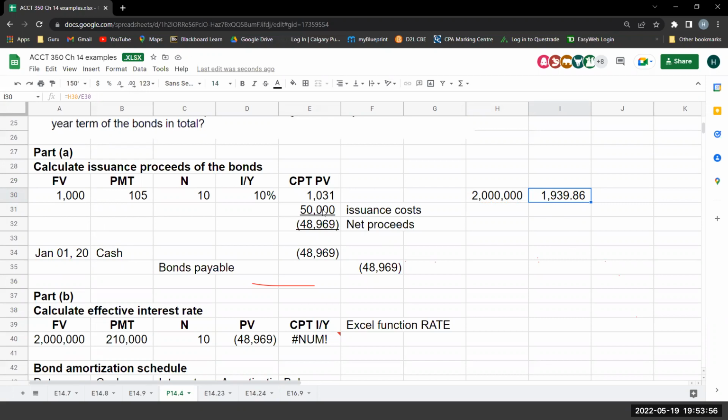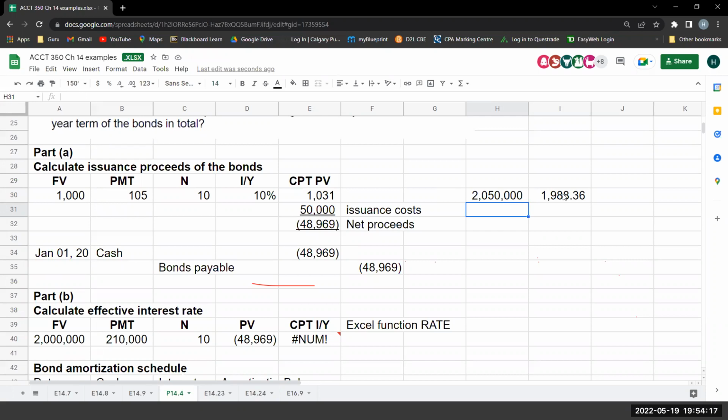Oh, but there's 50,000 in issuance costs. Oh, darn it. So then I have to issue more bonds. So 2 million, add the $50,000 of issuance costs. The company would need to issue 1,988.36 bonds. The company can't really do that, right?